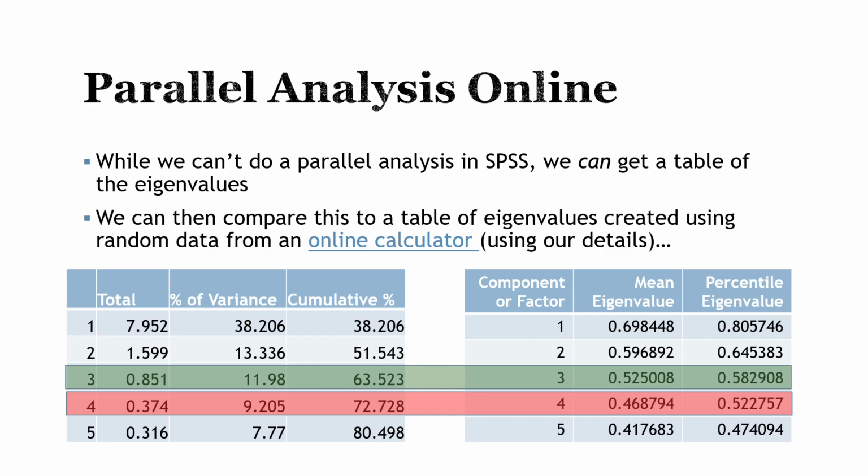But if I look at the fourth factor, I see that the eigenvalue in my data set is 0.374, and the percentile eigenvalue for the random data is 0.522. So my fourth factor is contributing less than would be expected by random data, and so I'm not going to keep a fourth factor. In this particular case, because the third factor is the last factor with an eigenvalue in my observed data larger than the eigenvalue found in random data, I'm going to keep 3 factors in my factor analysis.